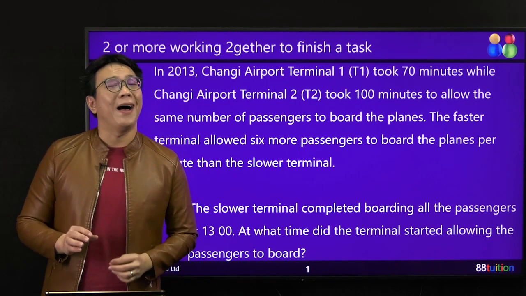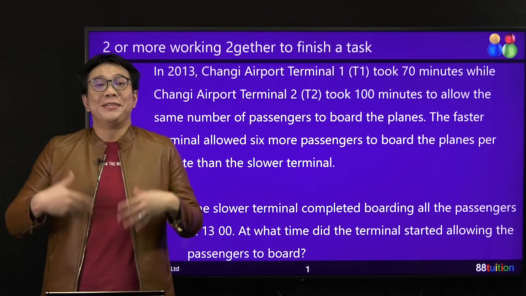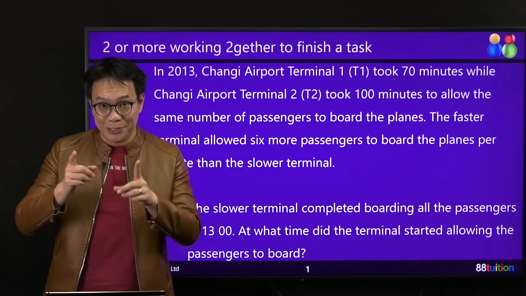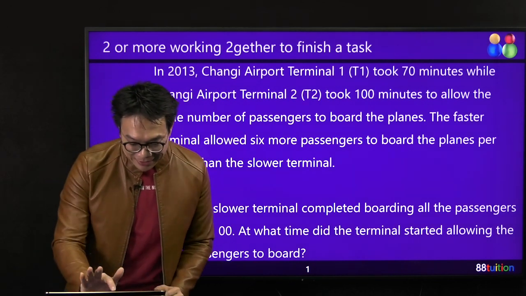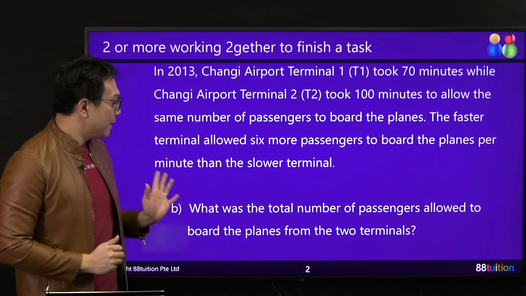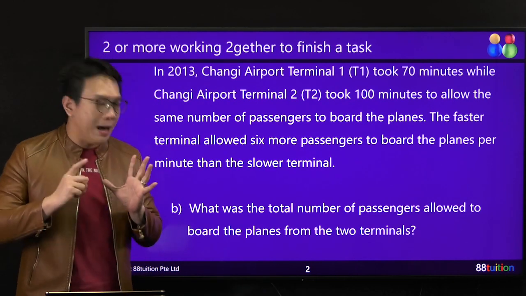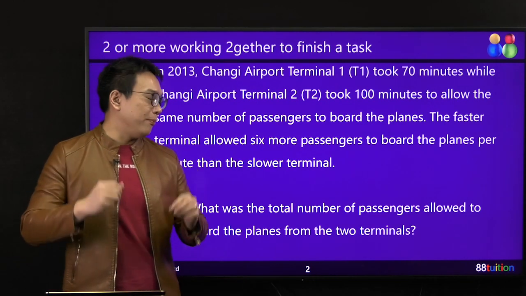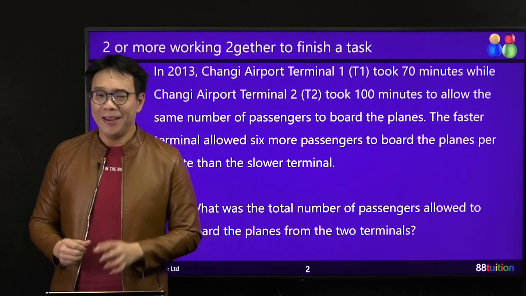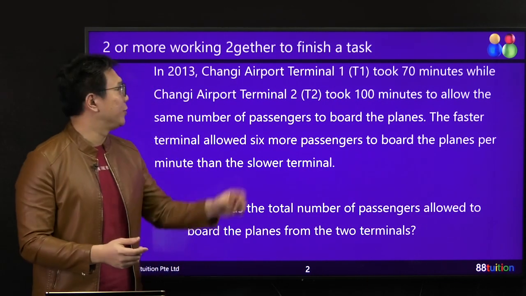Quite simple, I think so. But you must first determine who is the faster terminal and who is the slower terminal. All right? Let's look at question part B. Same question, let's take a look. What was the total number of passengers allowed to board the plane from the 2 terminals? All right. Hey, what kind of question is this? Actually, the clue is written up here already.